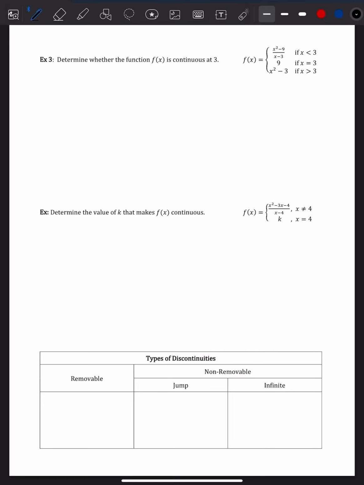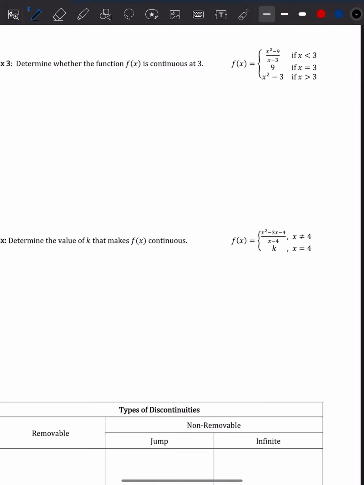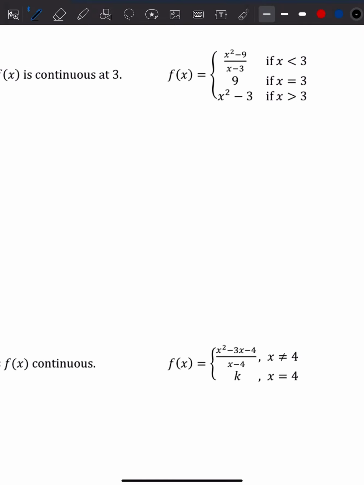So we just talked about continuity, what our requirements are. We need a defined y value, a limit that exists at that x value, and our limit and our y value need to be equal to each other. So we're going to be looking at this piecewise function. We're going to determine whether the function f of x is continuous at 3.